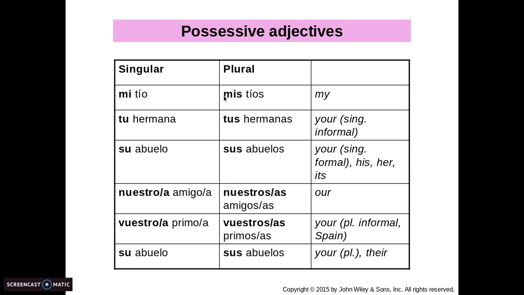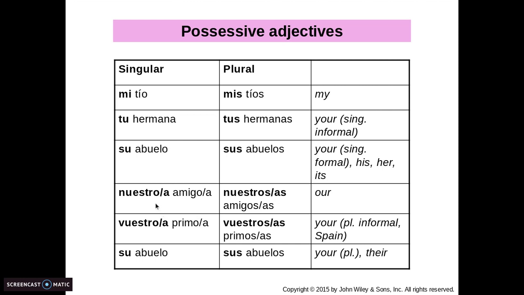Okay, and this doesn't have to do with how many people it belongs to, because we know mi is talking about what belongs to me, and I'm always singular. However, it has to agree with what it is that belongs to me. Tu hermana, tus hermanas, su abuelo, sus abuelos. Nuestro amigo, nuestros amigos, nuestra amiga, or nuestras amigas.